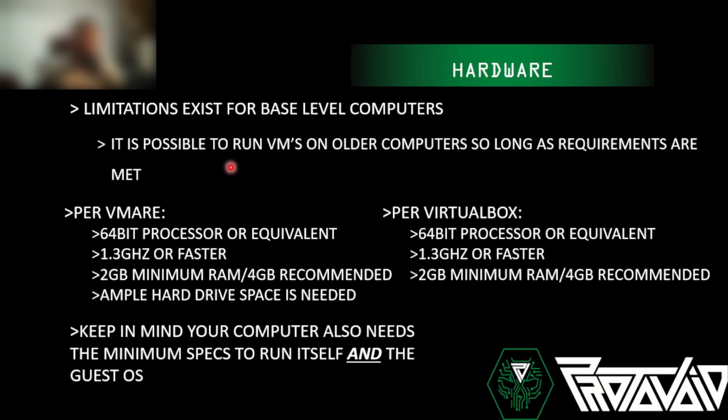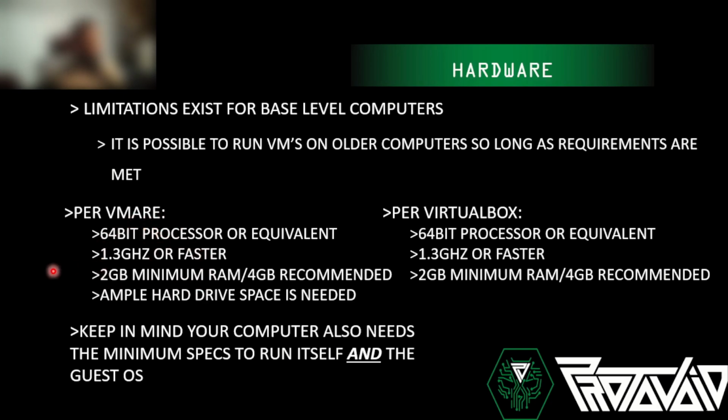So a long way to say it is possible to run VMs on older computers, as long as the hardware requirements are met. For VMware, you have to have a 64-bit processor or equivalent, which most computers have now. It has to be 1.3 gigahertz or faster. You need 2 gigabytes minimum of RAM. 4 gigabytes is recommended. And you need to have ample hard drive space. And I believe that is from their website.